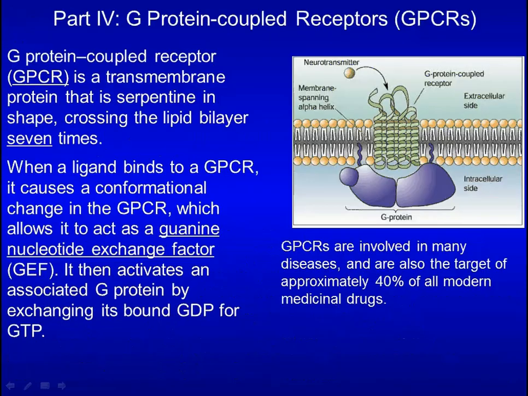Now, let's move to part 4. G-protein coupled receptor is a transmembrane protein that crosses the lipid bilayer 7 times. When a ligand binds to a receptor, it causes a conformational change in the G-protein coupled receptor, which allows it to act as a guanine nucleotide exchange factor, or GEF. The receptor then activates an associated G protein.